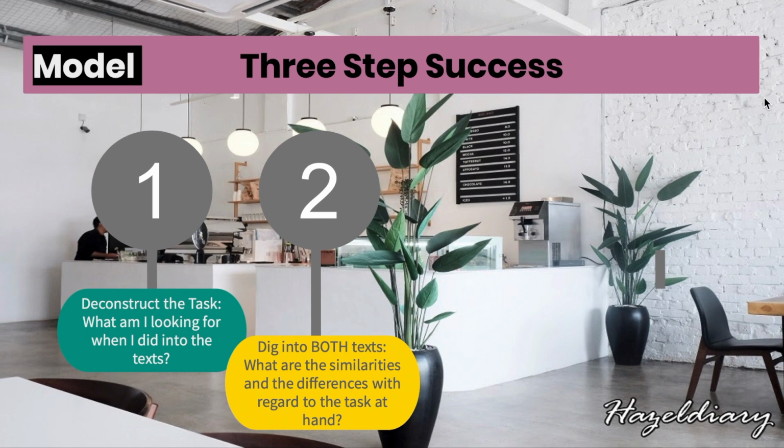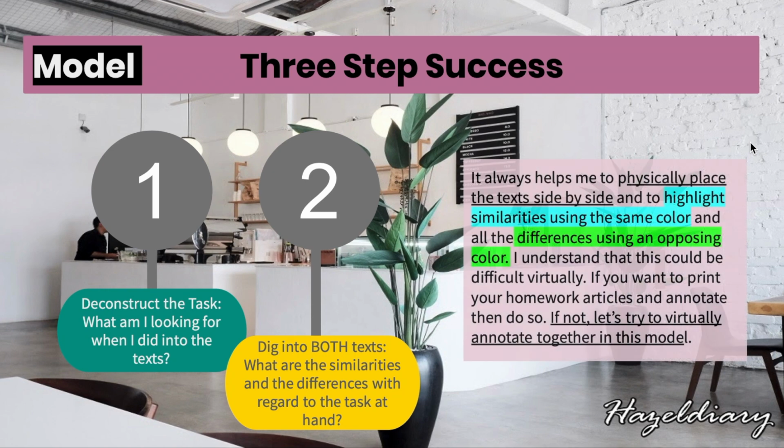Step 2 asks that we dig into both texts and figure out what the similarities and differences are with regards to the task at hand. It always helps me to physically place the texts side by side and to highlight similarities using the same color, like blue, and the differences using an opposing color, like green.